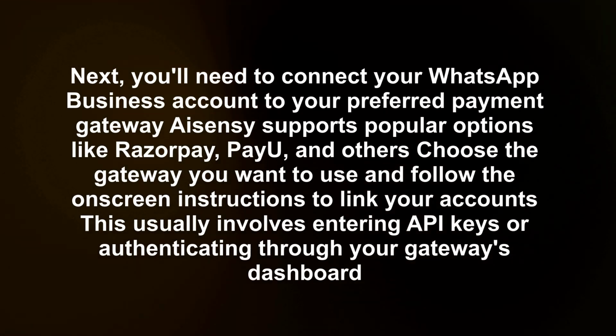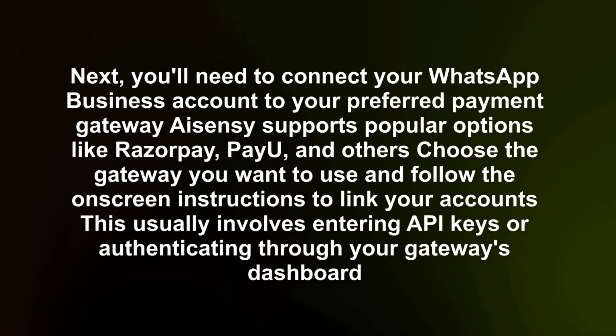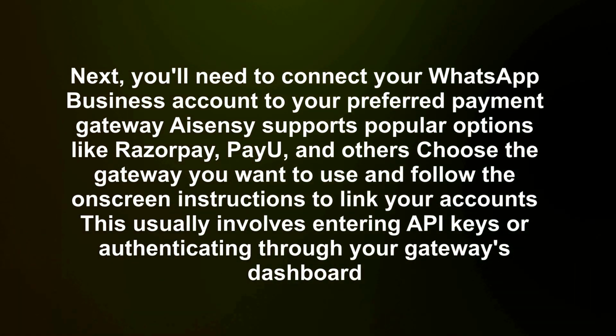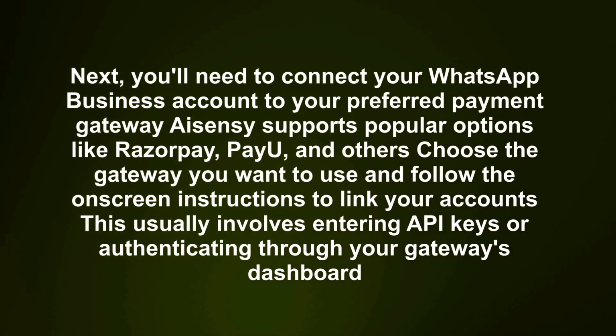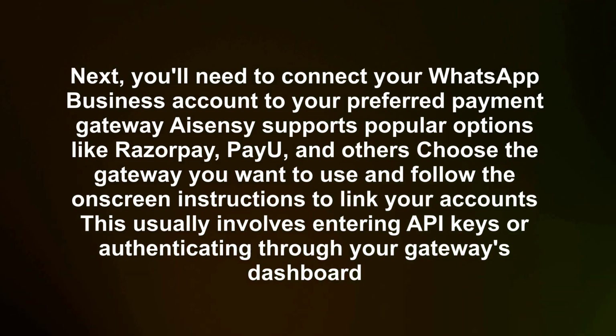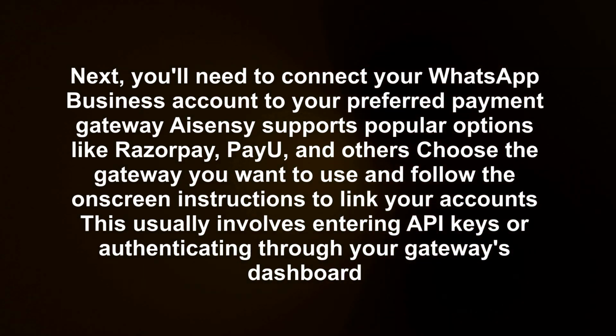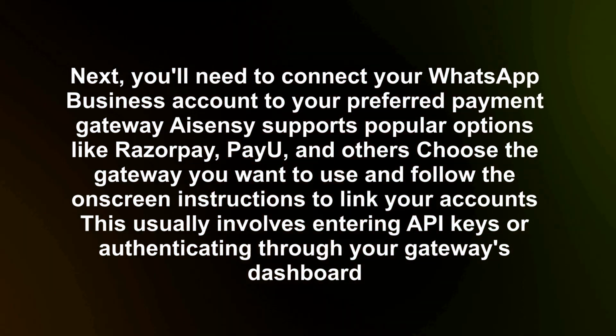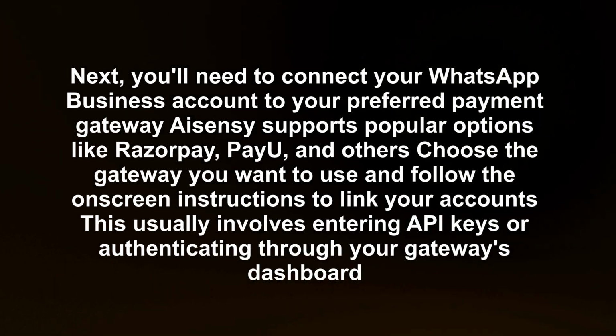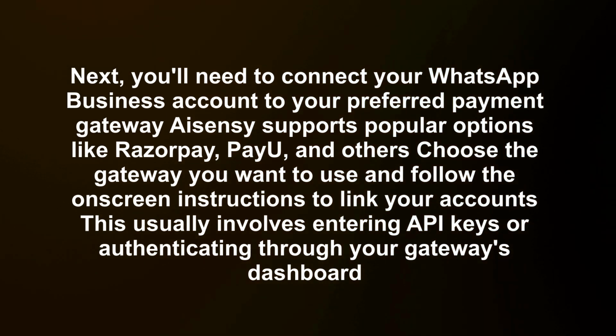Click on it. Next, you'll need to connect your WhatsApp business account to your preferred payment gateway. Aisensy supports popular options like Razorpay, Payu, and others. Choose the gateway you want to use and follow the on-screen instructions to link your accounts. This usually involves entering API keys or authenticating through your gateway's dashboard.